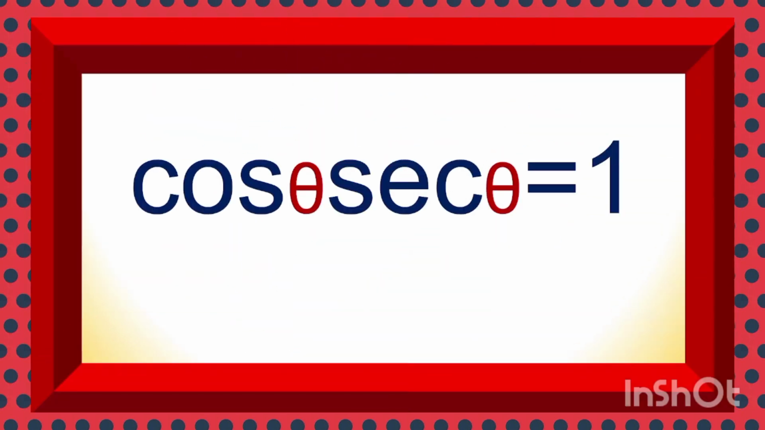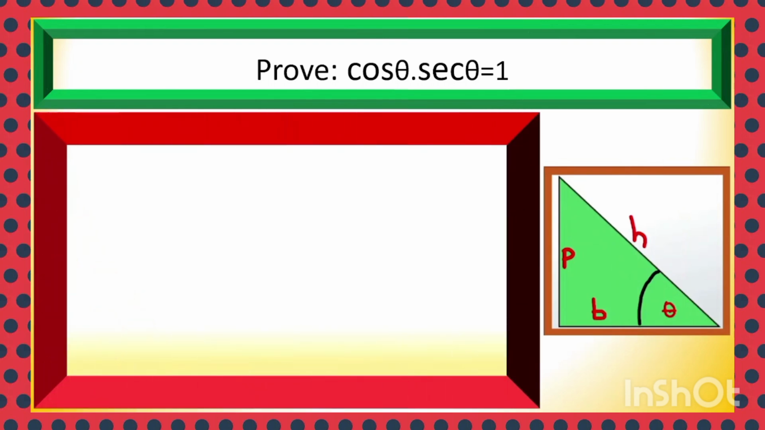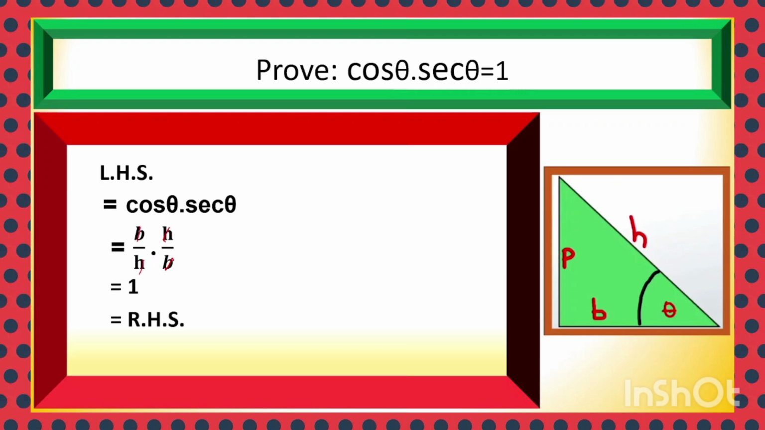Cos theta into sec theta is equal to 1. The product of cos theta and sec theta is equal to 1. Cos theta into sec theta: we know cos theta is b by h, sec theta is h by b. So by putting the values, we get the product as 1. Thus cos theta into sec theta is equal to 1.